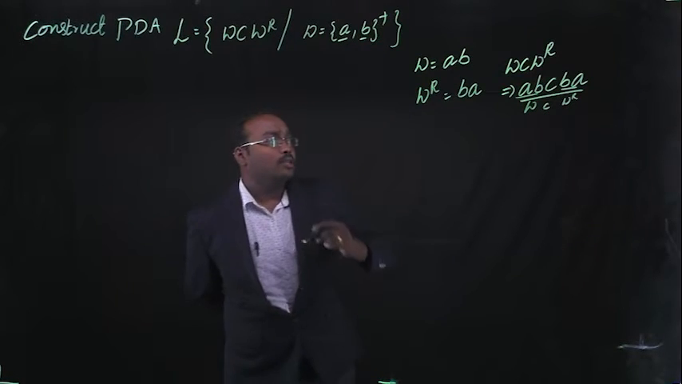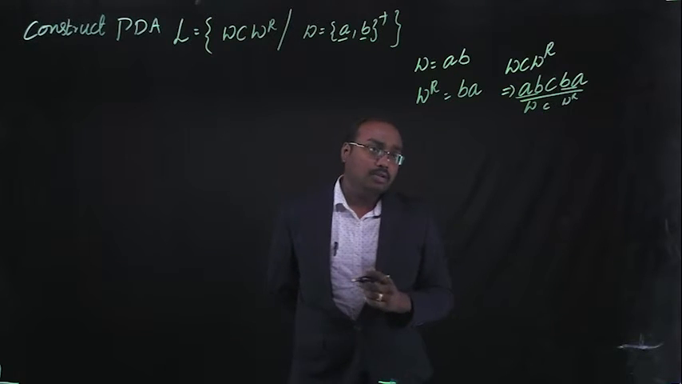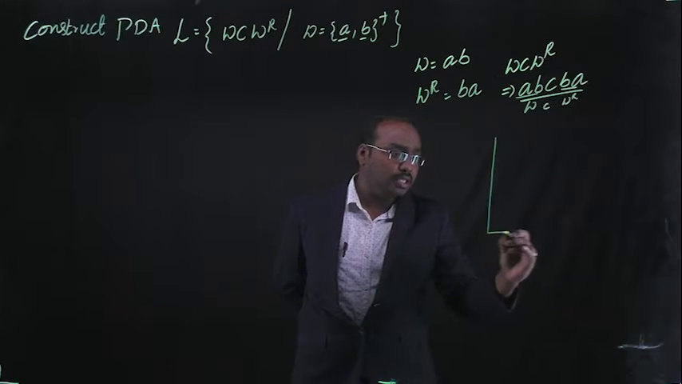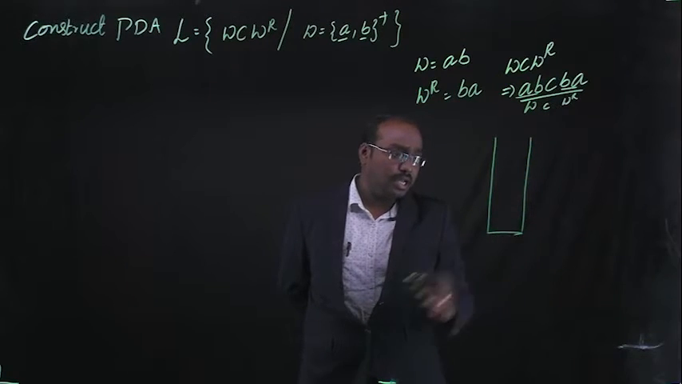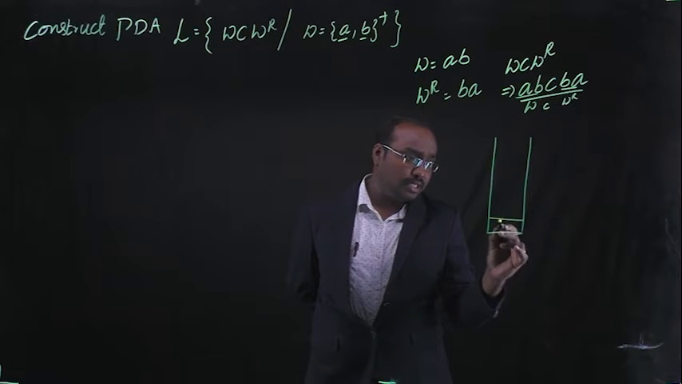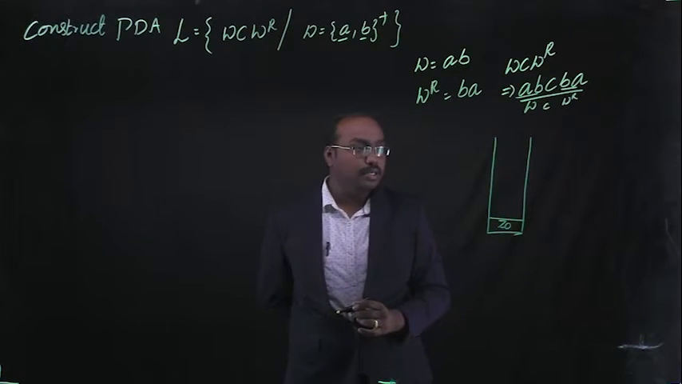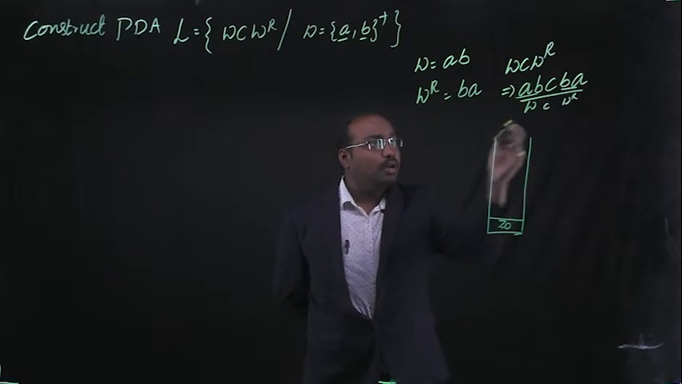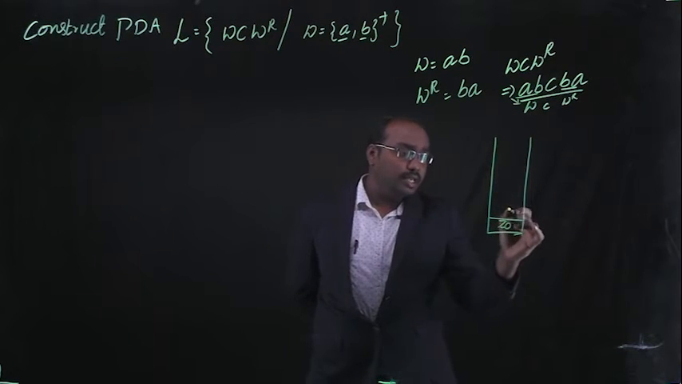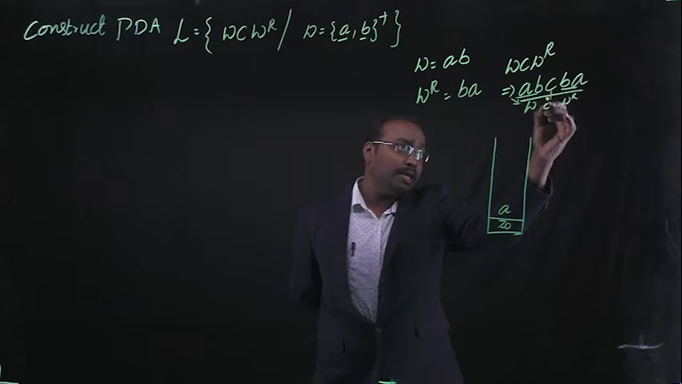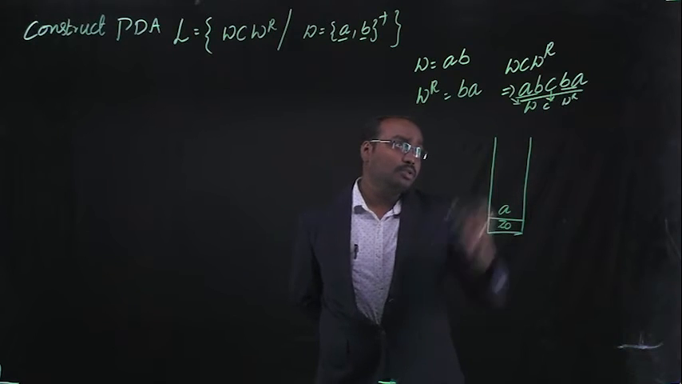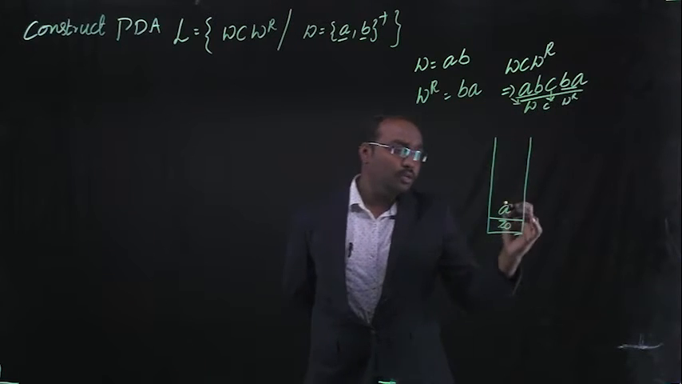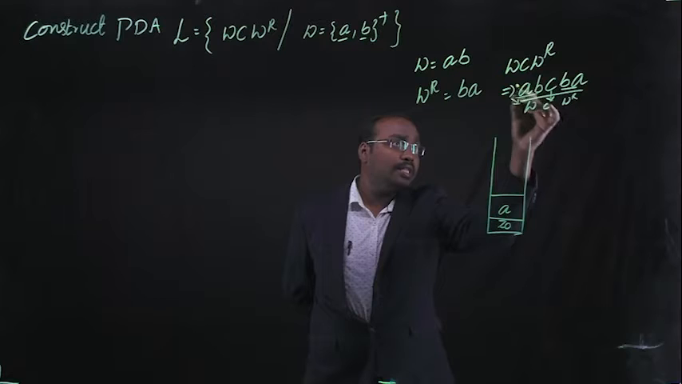So how to construct a PDA for this language? In this example, first I'm taking the stack, and my initial symbol is Z0. Z0 is my initial stack symbol, and first we have to push the elements into the stack until reading the middle element, that is C. So up to now we have to read all the input symbols, whether A or B. First input symbol is A and the next input symbol is B.